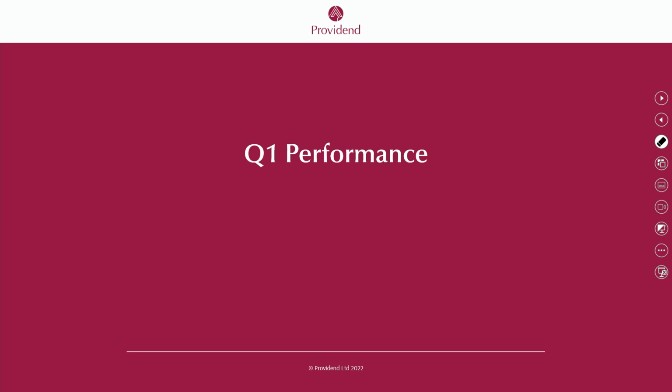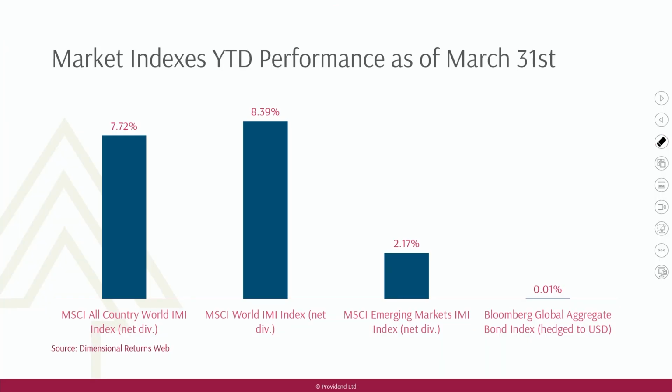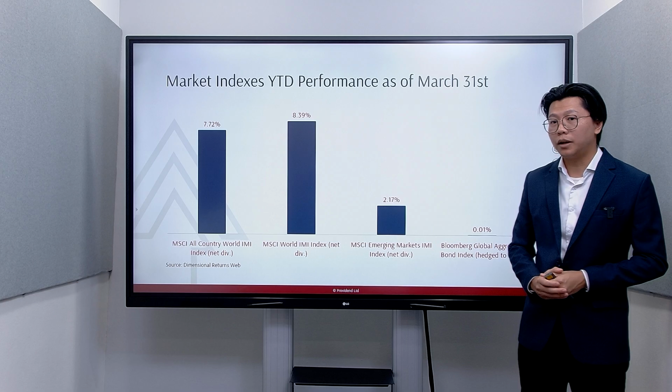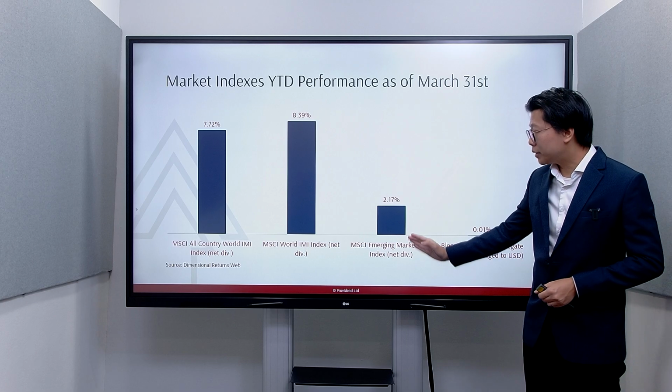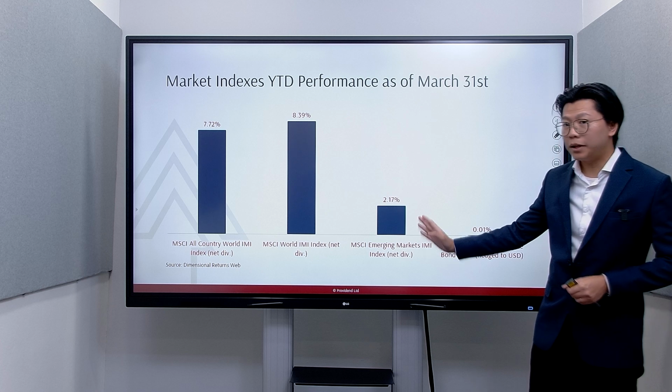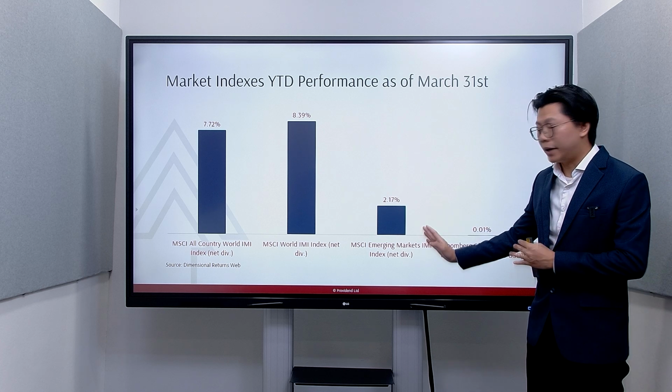Now let's look at the Q1 performance. In the developed market, as shown by the MSCI World IMI Index, you can see that it went up about 8.4% for the past 3 months. Comparatively, while the emerging market has also gone up quite a bit, 2.2%, compared to the developed market, it has underperformed.